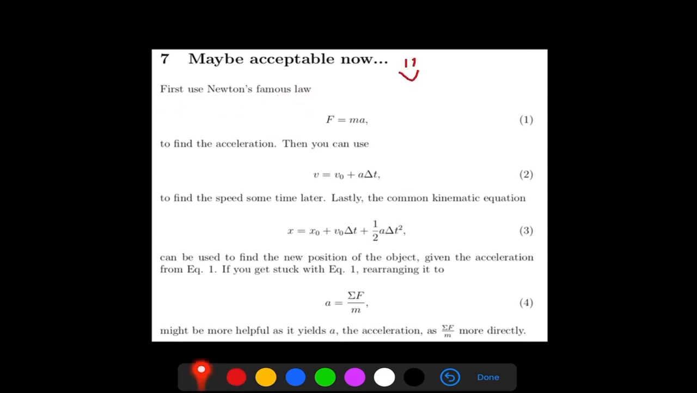First, use Newton's famous law, F equals ma, to find the acceleration. Then you can use V is V naught plus A delta T to find the speed sometime later. Lastly, use the common kinematic equation, x is x naught plus V0 delta T plus half AT squared, can be used to find the new position of the object given the acceleration from equation 1. If you get stuck with equation 1, rearranging it to this, and there's a nice pause in there, might be more helpful as it yields A, the acceleration, as F over M more directly.